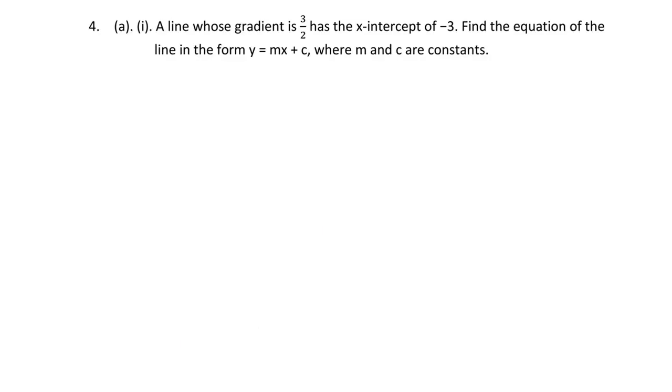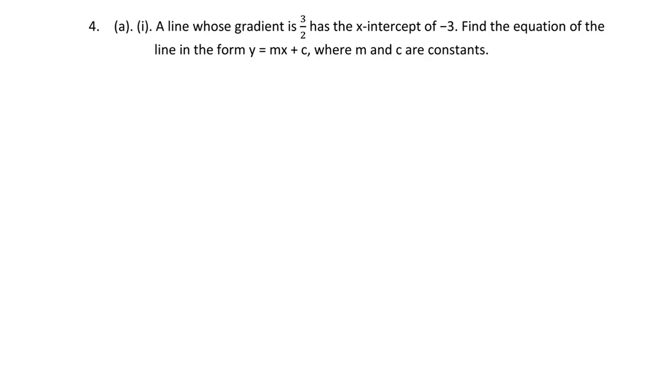Question number 4, part A, Roman 1. A line whose gradient is 3 over 4 has the x-intercept of -3. Find the equation of the line in the form of y equals mx plus c, where m and c are constants.